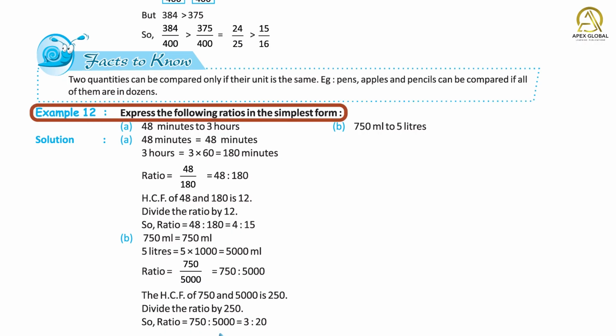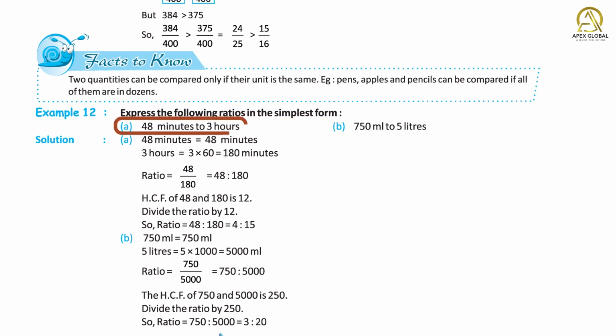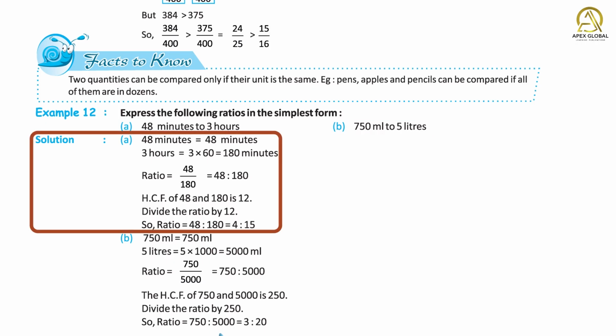Example 12. Express the following ratios in the simplest form. A. 48 minutes to 3 hours. B. 750 milliliters to 5 liters. Solution. A. 48 minutes equals 48 minutes. 3 hours equals 3 into 60 equals 180 minutes.